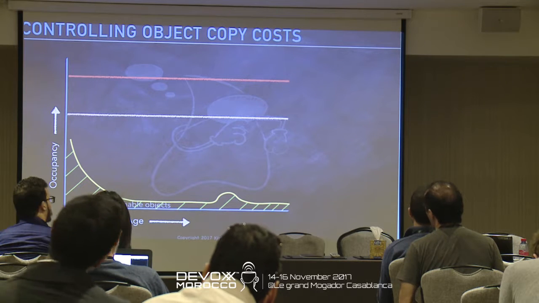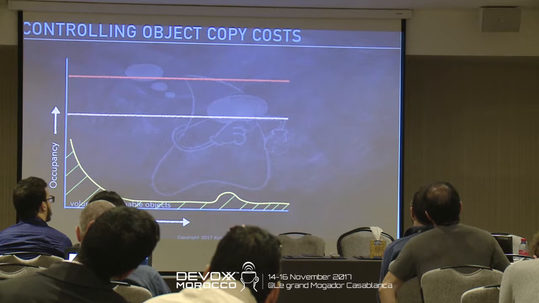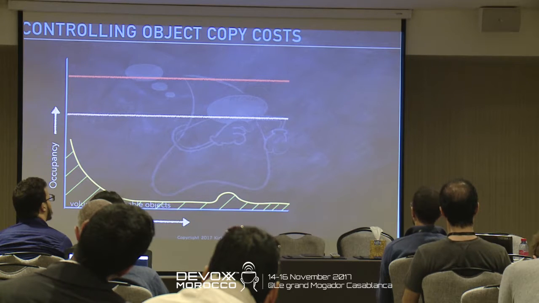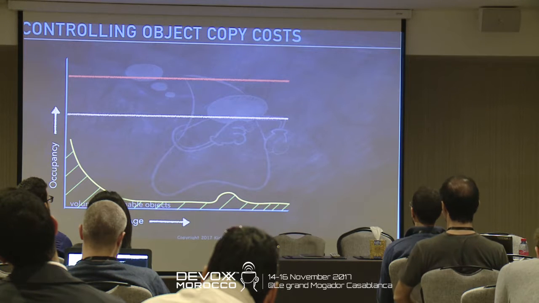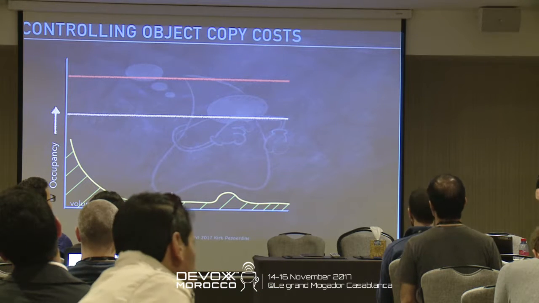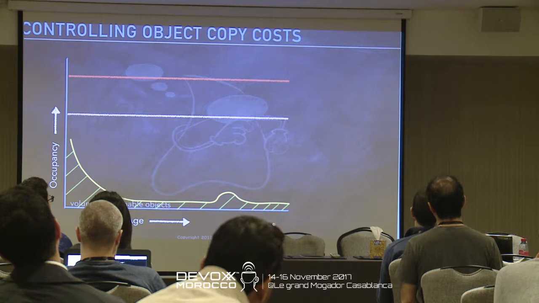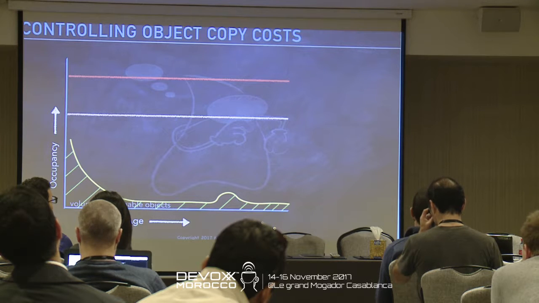Well, you see this yellow curve that we have here, right? That's known as the weak generational hypothesis. And it basically describes the lifespan of data in the heap. It comes from the observation that data is either around for a very short period of time or is around for a long time. Okay? And that's what that curve reflects.